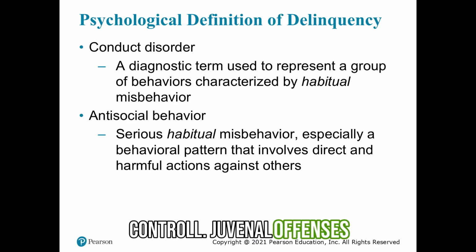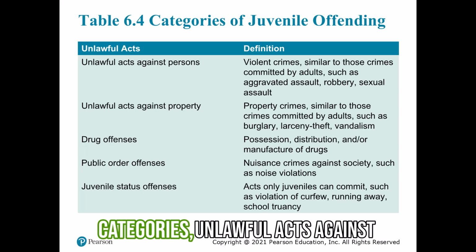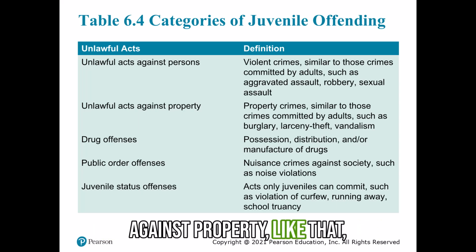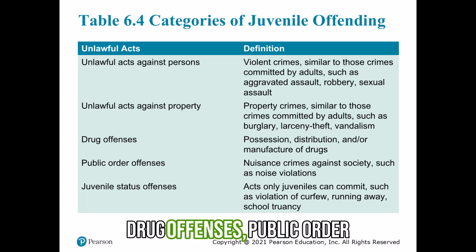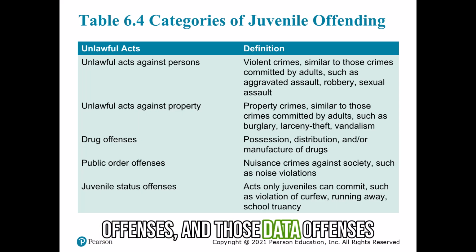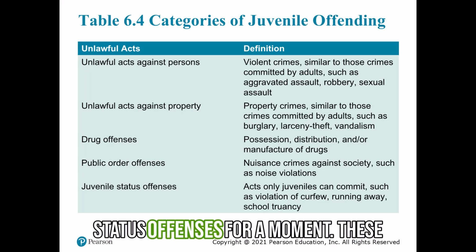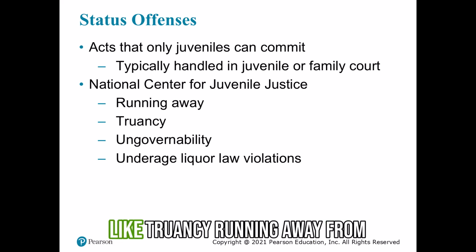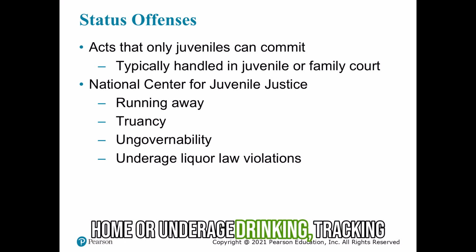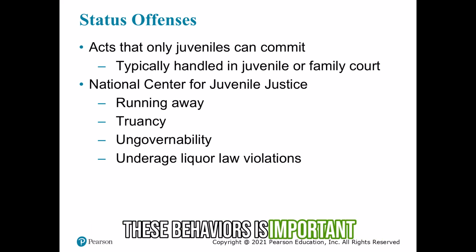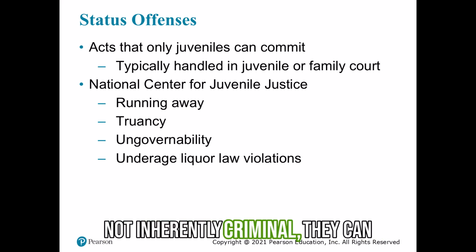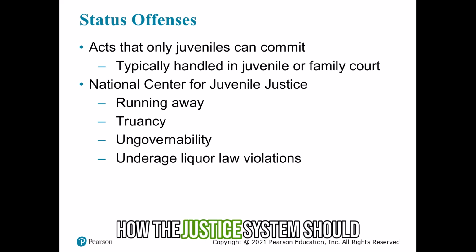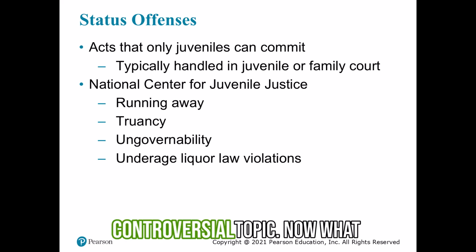Juvenile offenses typically fall into 5 main categories: unlawful acts against persons like assault, unlawful acts against property like theft, drug offenses, public order offenses, and those status offenses we just mentioned. Let's focus on status offenses for a moment. These are behaviors forbidden only because of a person's age, things like truancy, running away from home, or underage drinking. Tracking these behaviors is important because, while not inherently criminal, they can sometimes be a precursor to more serious offenses. How the justice system should handle them remains a controversial topic.